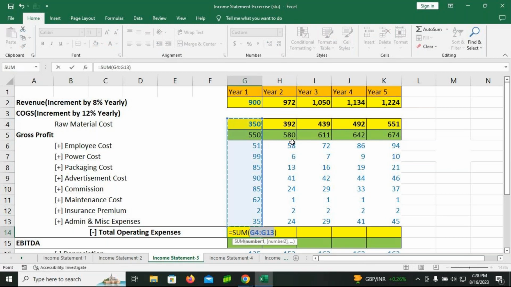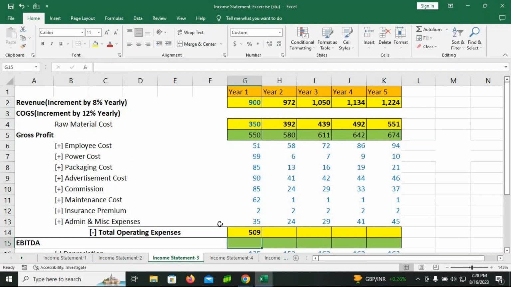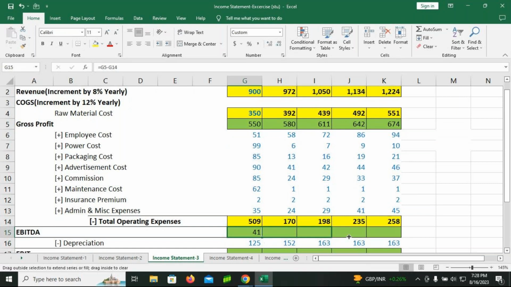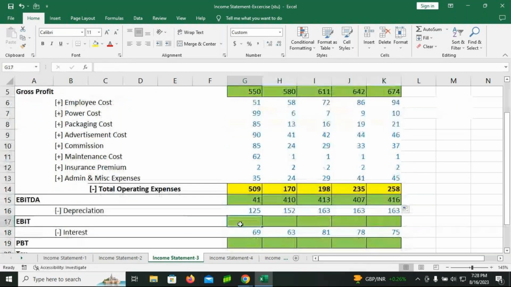I'll just remove these two things, since it is from employee cost that I need to calculate. I'll come here and drag the values. So EBITDA equals gross profit minus operating expenses. I will drag the values. Now they are telling depreciation is 125, and the values are given prior. So 41 minus 125, so it is a negative value.